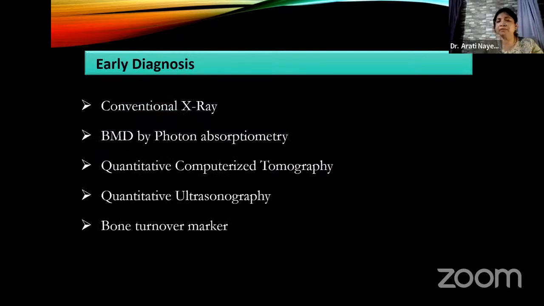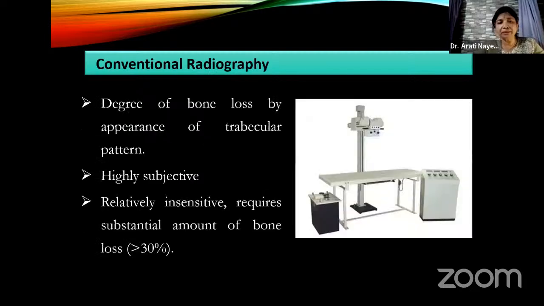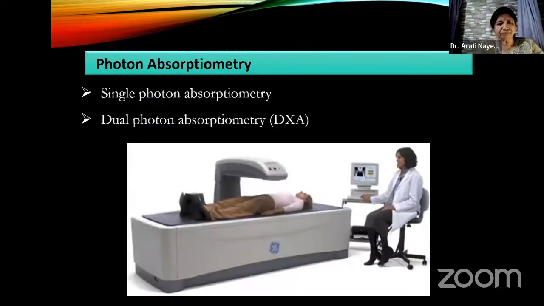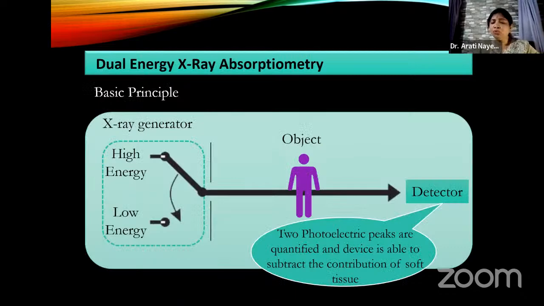For early diagnosis, we can use X-ray, BMD by photon absorptiometry, quantitative CT scanning, quantitative ultrasonography, and bone turnover markers. Radiography is highly subjective. Unless bone loss is more than 30%, it is difficult to visualize by radiography. Photon absorptiometry, either single photon or dual photon absorptiometry, is used, that is the DEXA scan. 2 photoelectric peaks are quantified and the device is able to subtract the contribution of soft tissue.